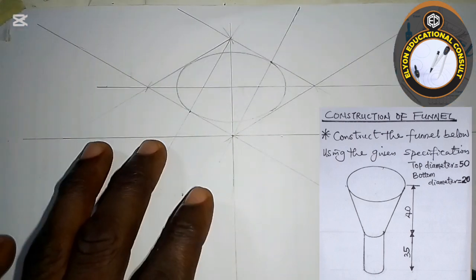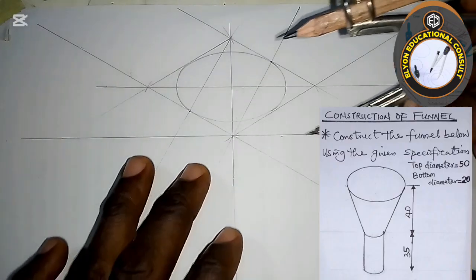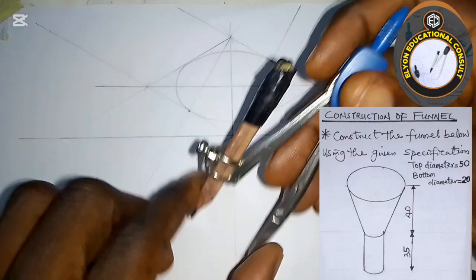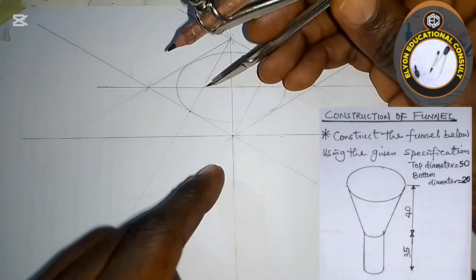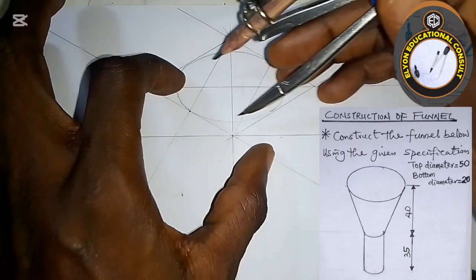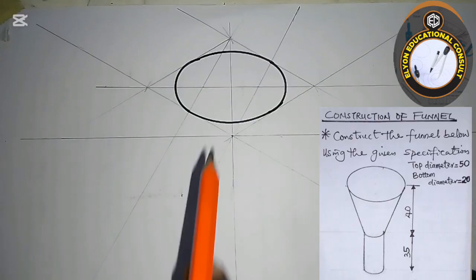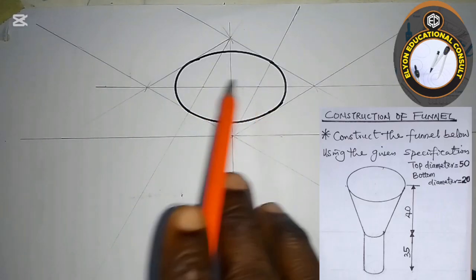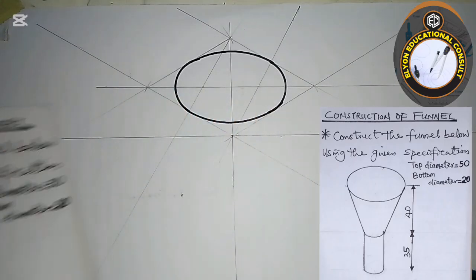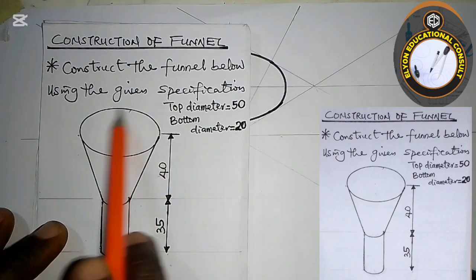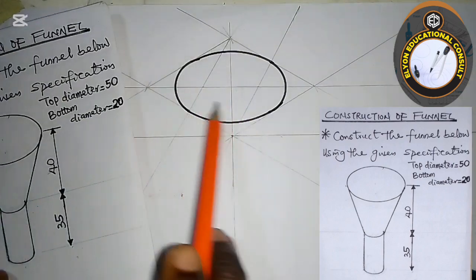So all I need to do now is to thicken it out. I will thicken it out now with my pencil. You can use a pencil to do that. Just thicken it to make it clearer. So I'm going to quickly do that now. So I've been able to thicken that isometric circle out, which is forming the top with the top diameter.